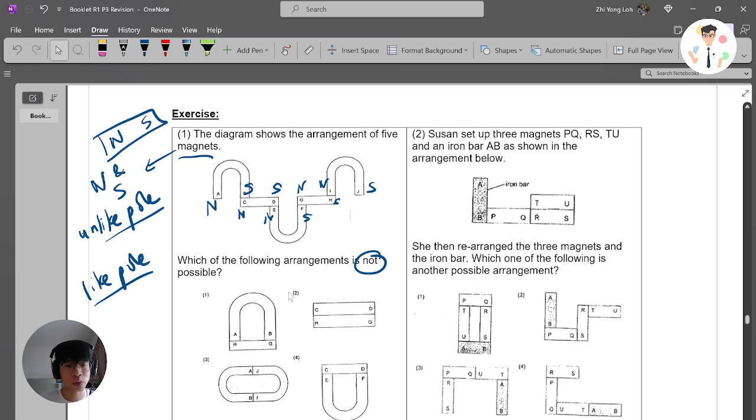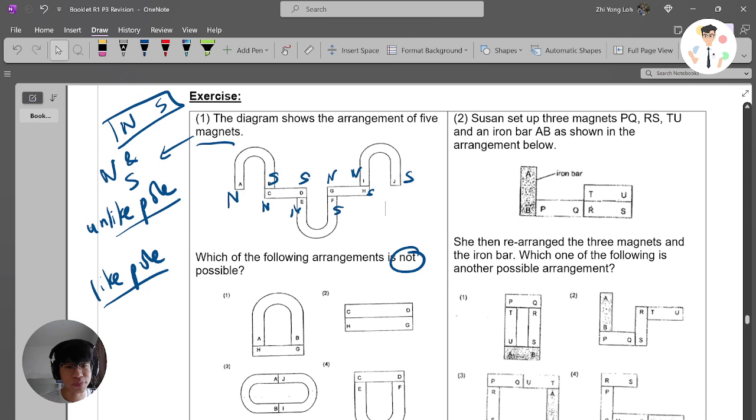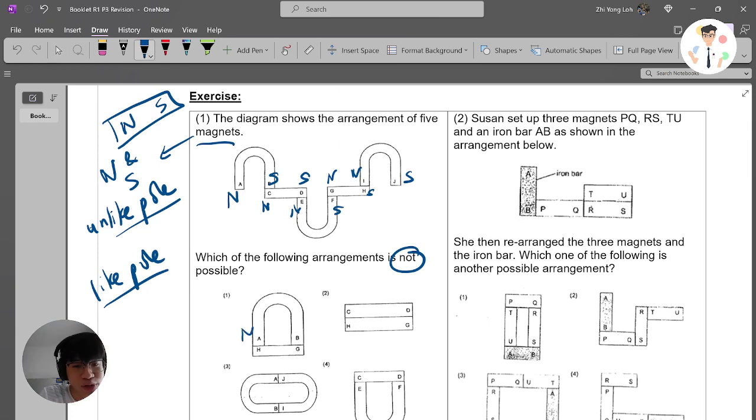Okay, so now let's look at number 1. A I know is N according to my assumption. B is S. Then H is what? H is S according to my guess. Then G is N. Then is it possible? It seems like it is possible. So 1 is actually possible.